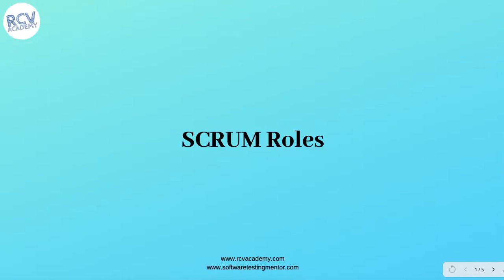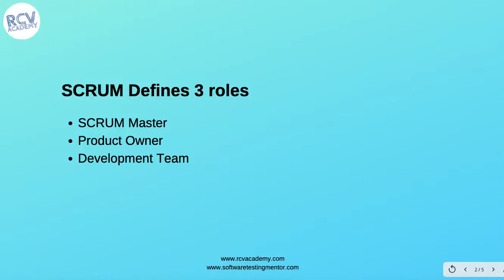Scrum roles. In this tutorial, we are going to learn about the Scrum roles. Let us see what roles are defined in Scrum. So Scrum defines 3 roles: Scrum Master, Product Owner, and Development Team. Let us dig into details of these 3 roles and what responsibilities these 3 roles have in Scrum.